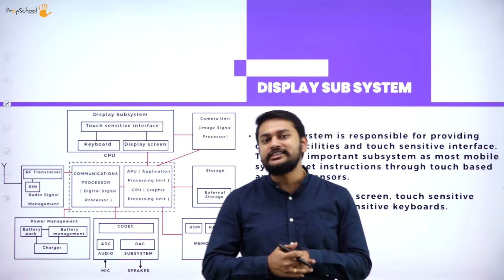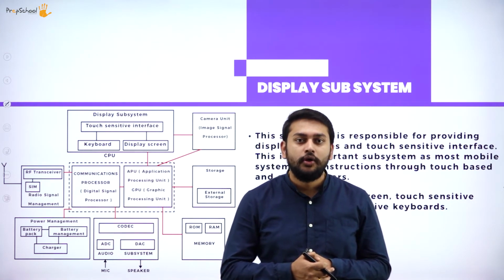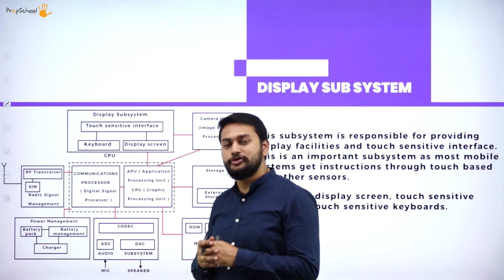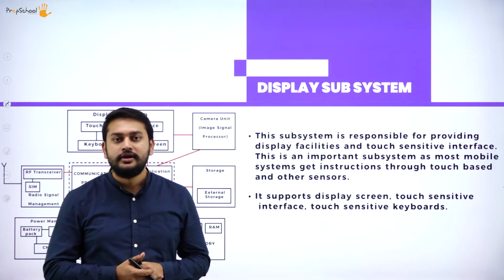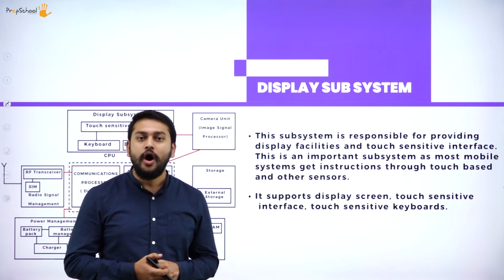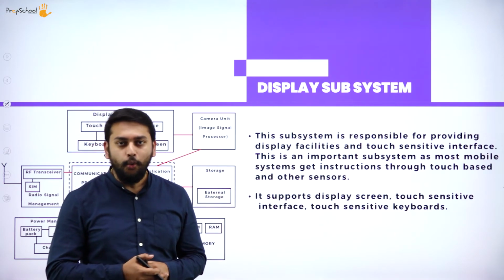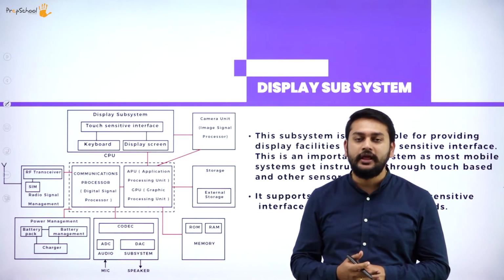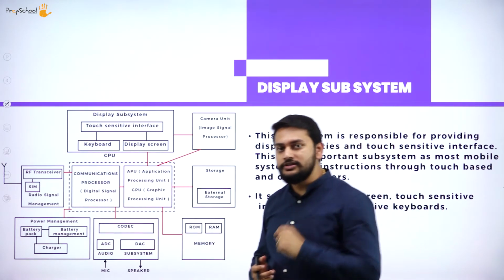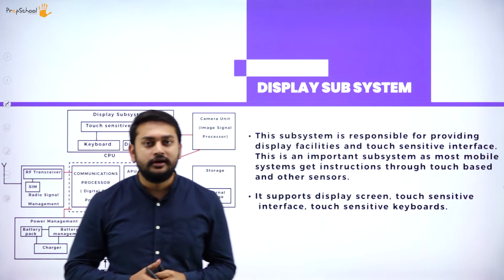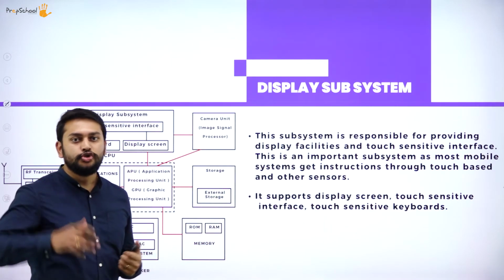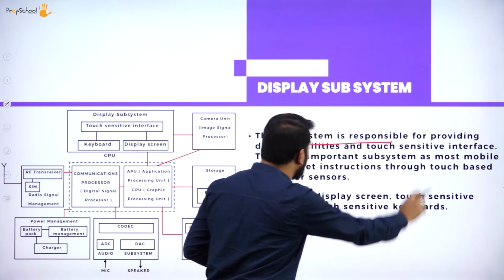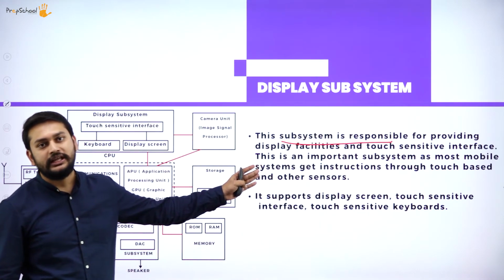What exactly is the display subsystem all about? When it comes to the display, I will have a touch screen. I will have to display a lot of content on the display. So how do we manage? Who will be managing all the activities which are happening in the display? Everything is the responsibility of the display subsystem. So please make a note of it. The subsystem is responsible for providing the display facility.